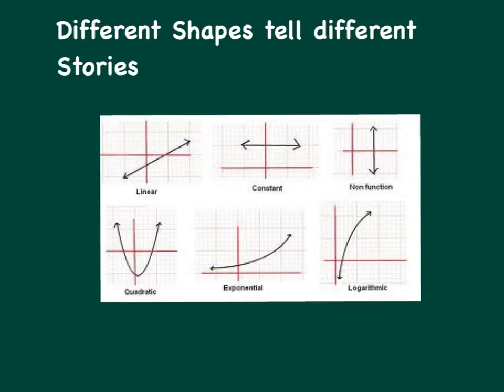Other common ones are the ones shown here called the exponential and the logarithmic. Now, the exponential shows us a bigger change in the vertical as we go across the horizontal. And the logarithmic shows us we start off with a fast change and then it gradually becomes slower and slower until it becomes constant or flat.